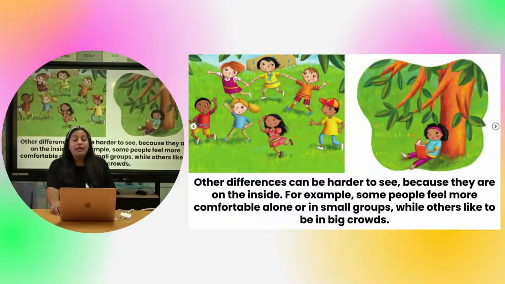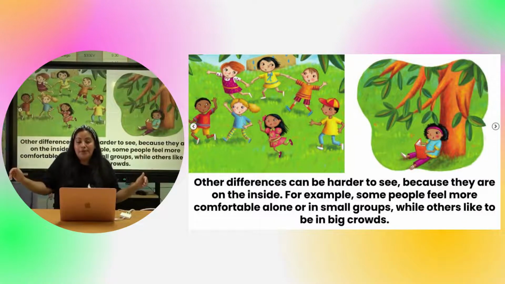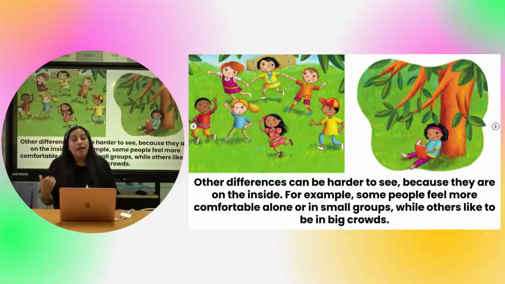Other differences can be harder to see because they are on the inside. For example, some people feel more comfortable alone or in small groups, while others like to be in big crowds. So in the picture, we see some friends in a big group. And in the other picture, we see one friend alone. So students, it's okay if you like to be in big groups. It's okay if you like to be alone. It's even okay if you like both.